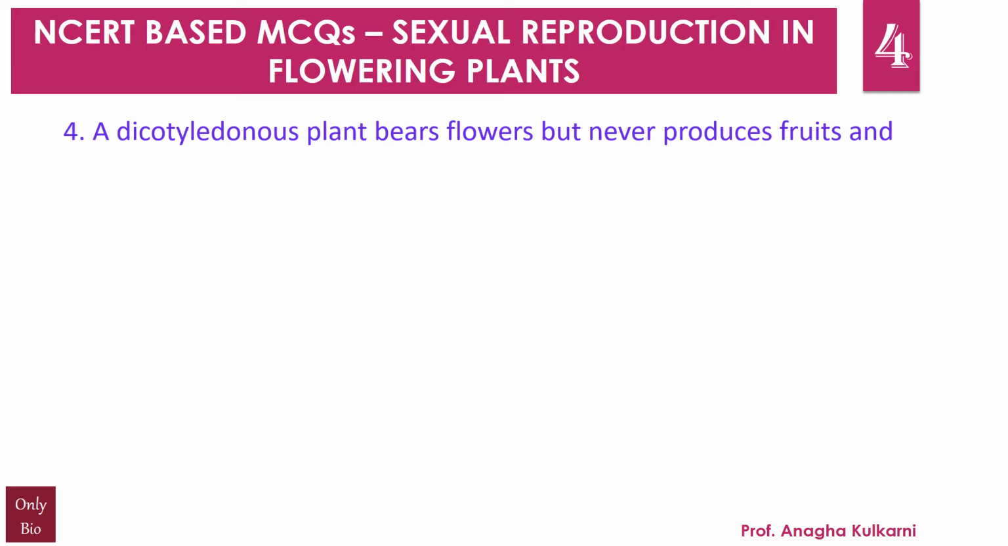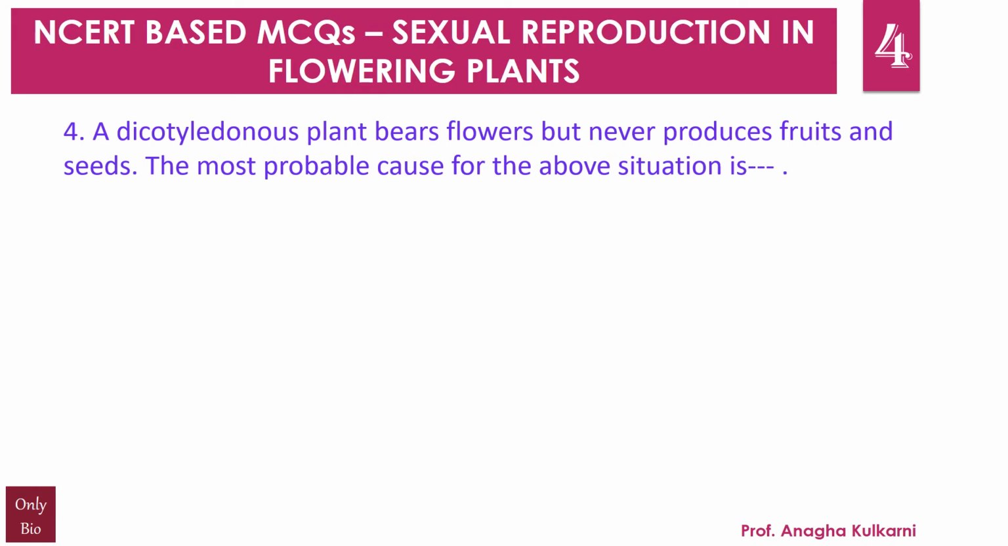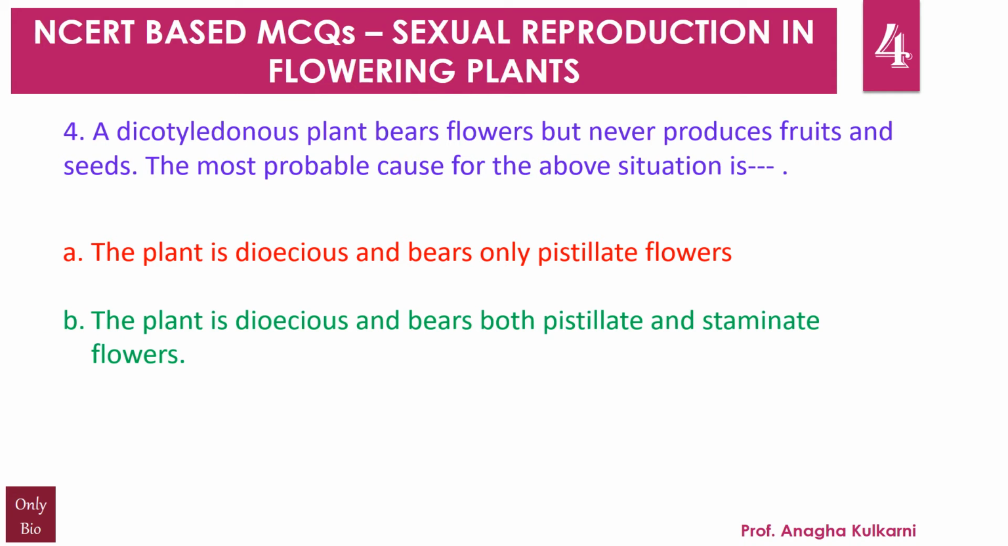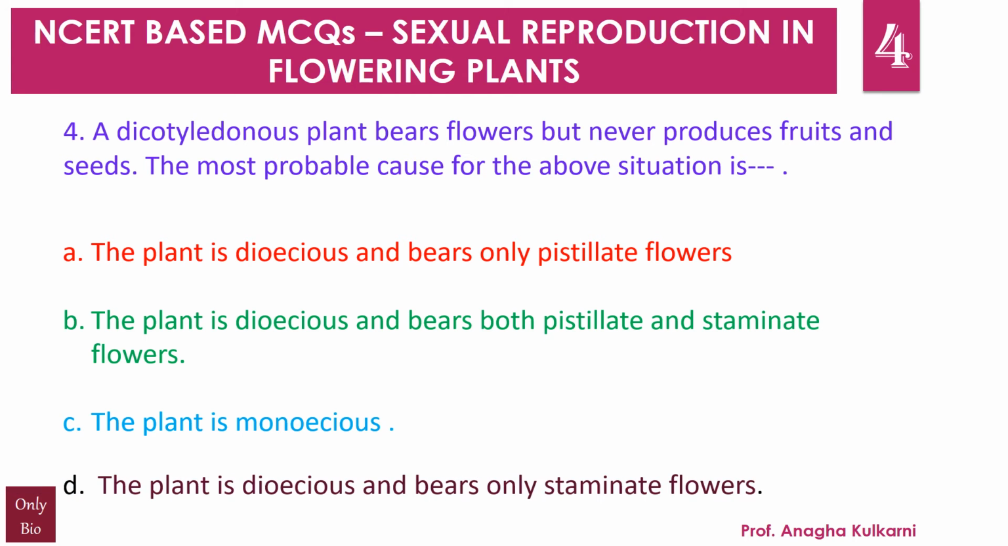Question number 4. A dicotyledonous plant bears flowers but never produces fruits and seeds. The most probable cause for the above situation is dash. A. The plant is dioecious and bears only pistillate flowers. B. The plant is dioecious and bears both pistillate and staminate flowers. C. The plant is monoecious. D. The plant is dioecious and bears only staminate flowers. And the correct answer for this question is D.